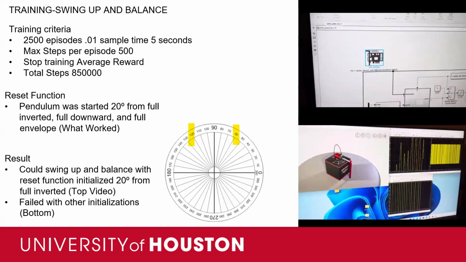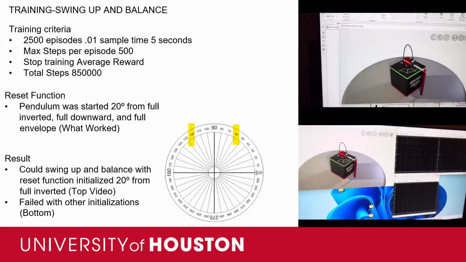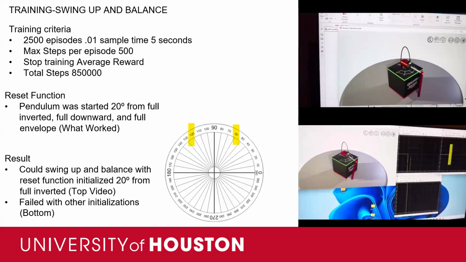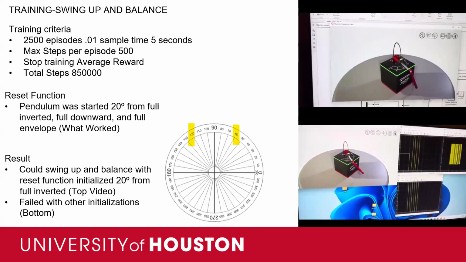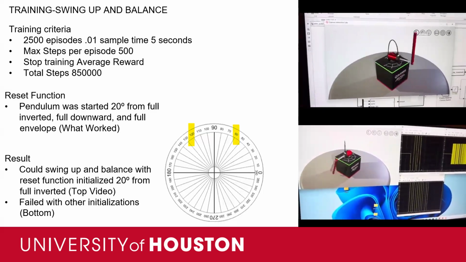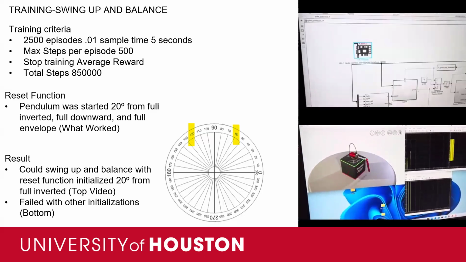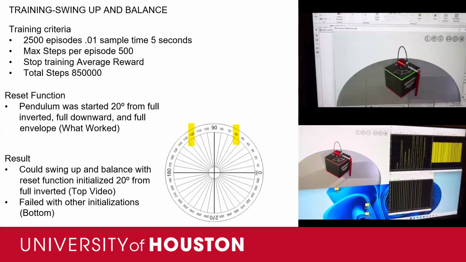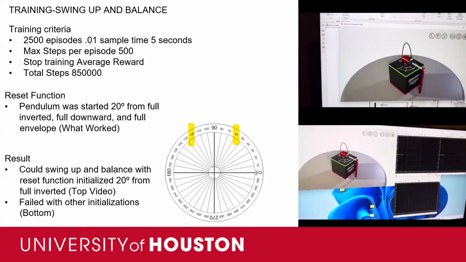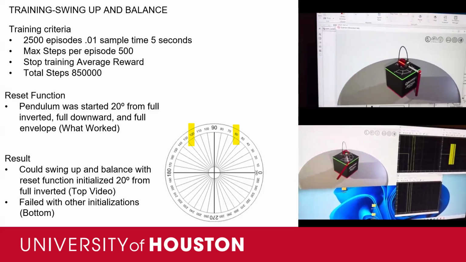Now the reset function. What worked is what's highlighted on that unit circle. Initializing the inverted pendulum within 20 degrees of full inverted, over that training criteria for DDPG of default depth and width, worked.